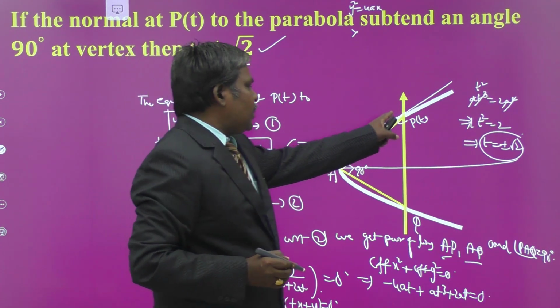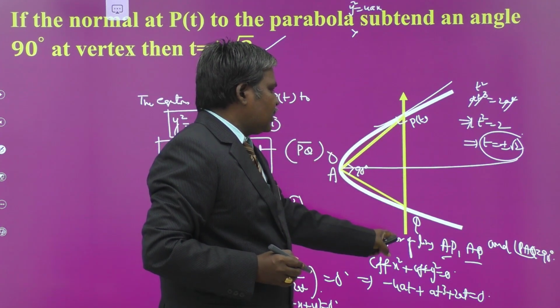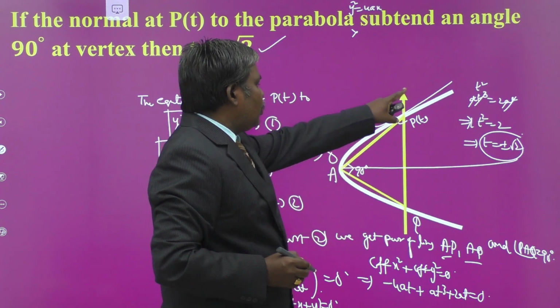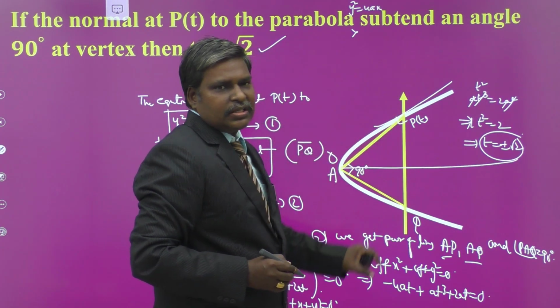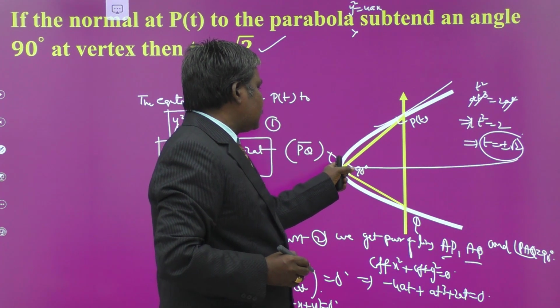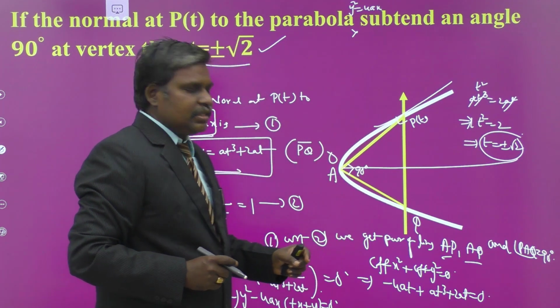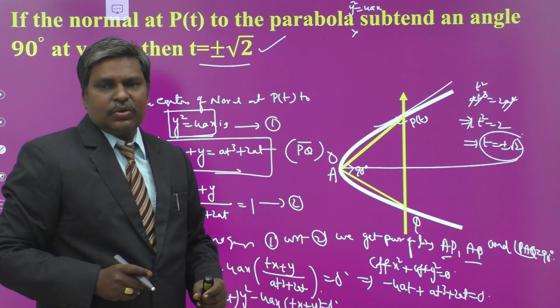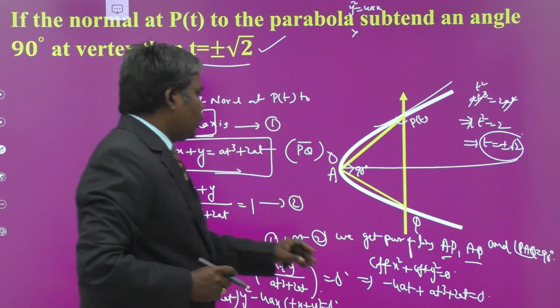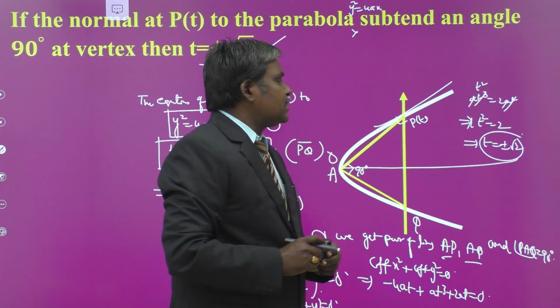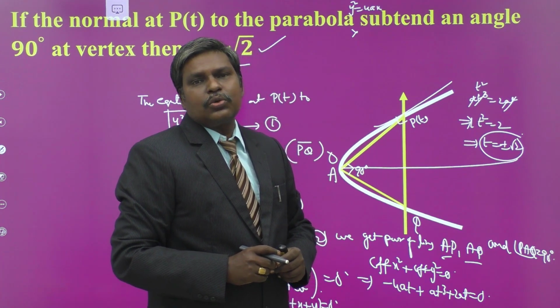So, you write the normal at P of T first of all, you get the line equation and homogenize the curve with respect to this line. We get the pair of lines AP and AQ. Since the angle between the two lines is 90 degrees, make the coefficient of x square plus the coefficient of y square equal to 0. We obtain the result, that is T is equal to plus or minus root 2.